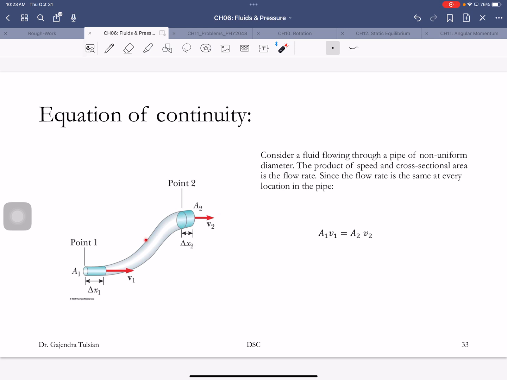Assuming there's no leaks in the pipe, same amount. And that's what this equation is saying. The flow rate in here is equal to the flow rate out there. So what happened? If the area increases, then the fluid slows down. All right, why do we care about this?